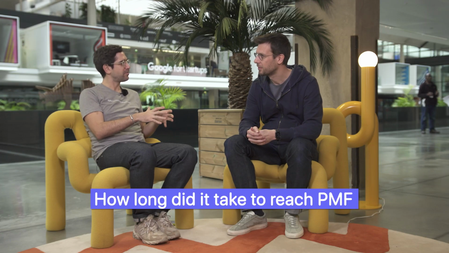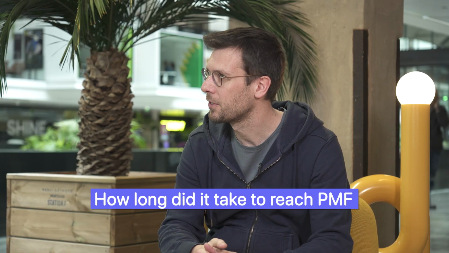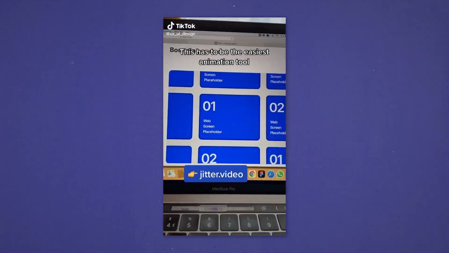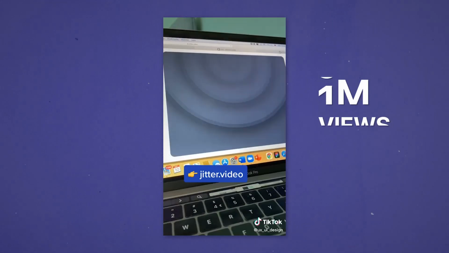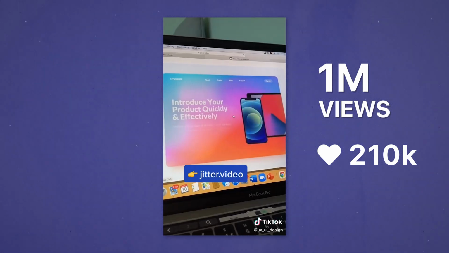How long does it take you to reach product market fit? I wouldn't say there was a tipping point to reach product market fit because it's been very gradual, and now we have it definitely. I think there were still 2 major events that led us on that path. One of them was a shout out from an influencer on social media, on TikTok, that had 1 million views and that brought us a lot of traffic.